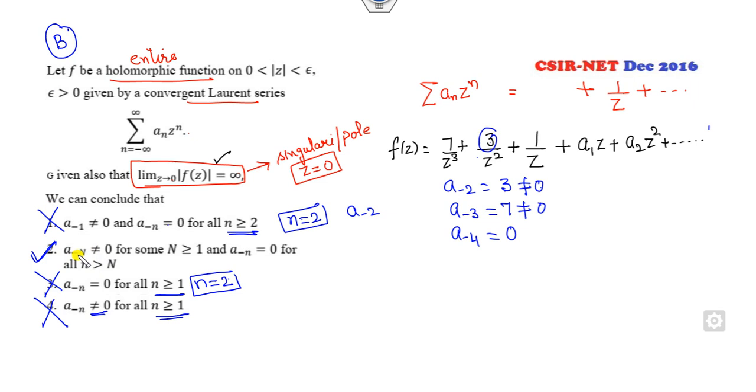What he said, a of minus n is non-zero for some n. That's true because 4 is my some n. And a of minus n is 0 for all n greater than that. That's the correct statement. So the right answer is B, the correct option.